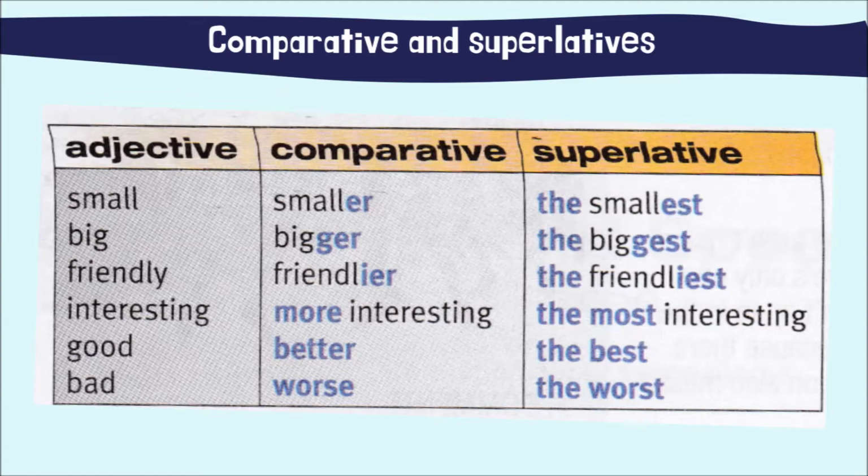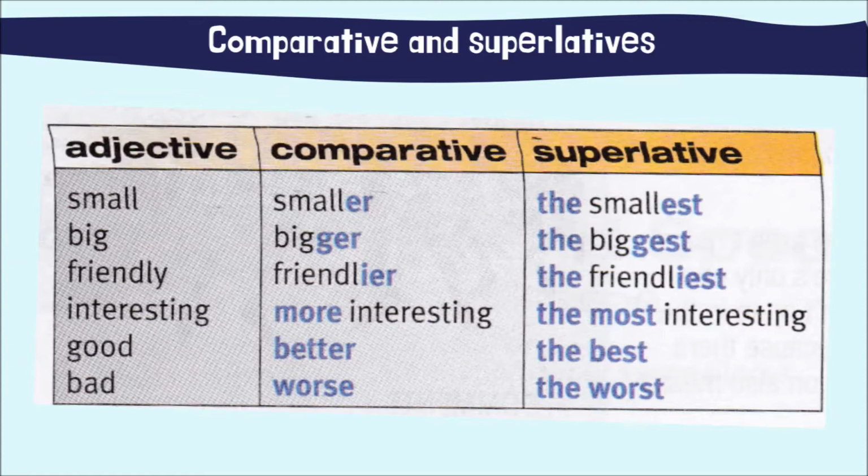Next, the fourth one is interesting. Interesting ni apa? Interesting ni ialah menarik. The comparative for interesting is more interesting. We cannot use interestinger. Tak boleh. So that's why we use more interesting. Lebih menarik. And the superlative for interesting is the most interesting.